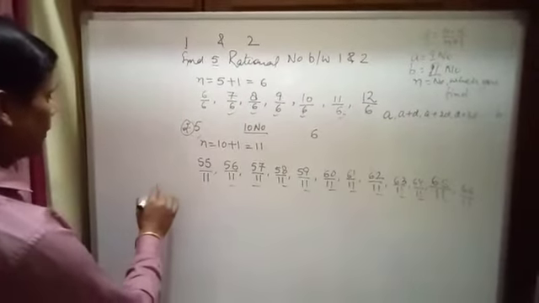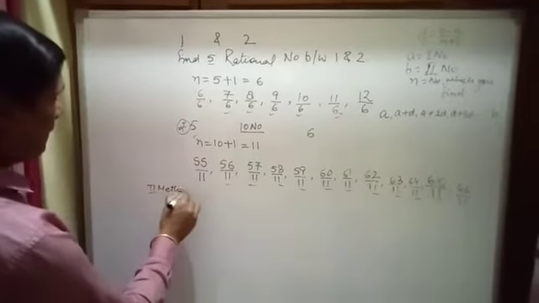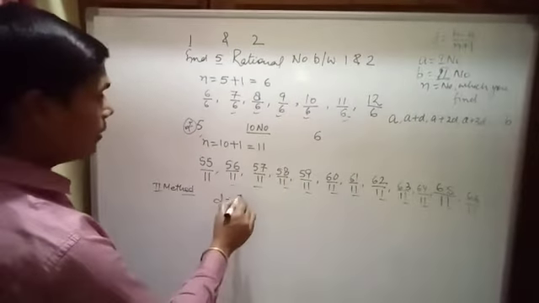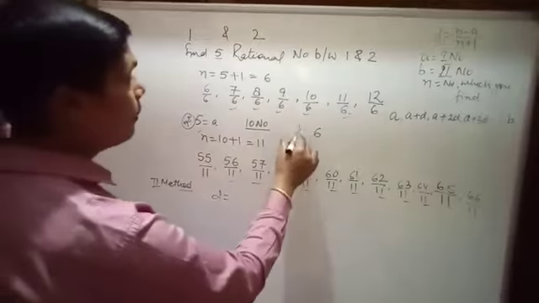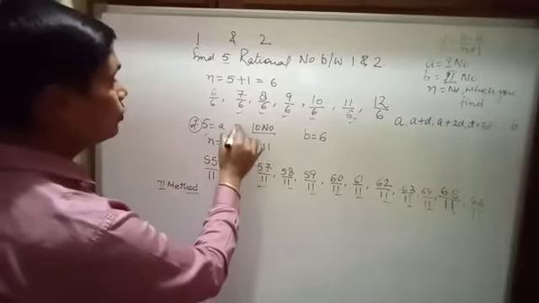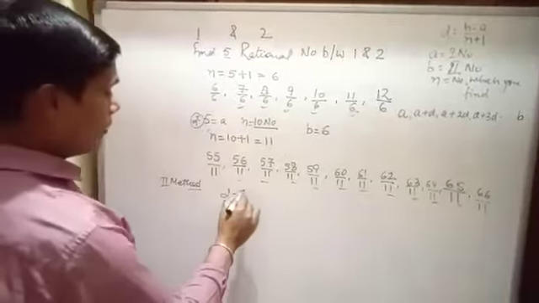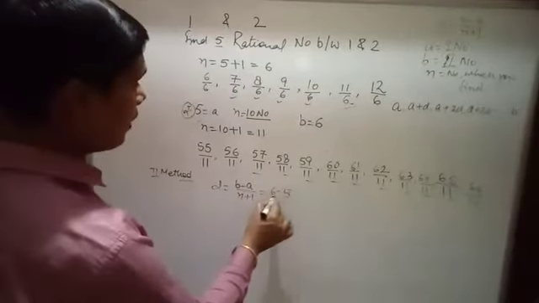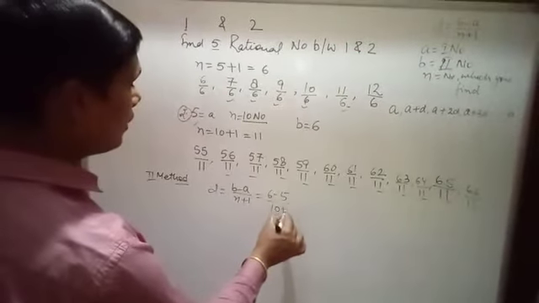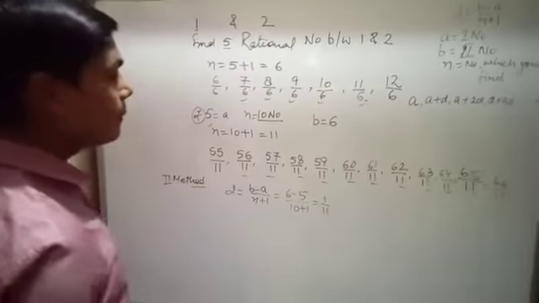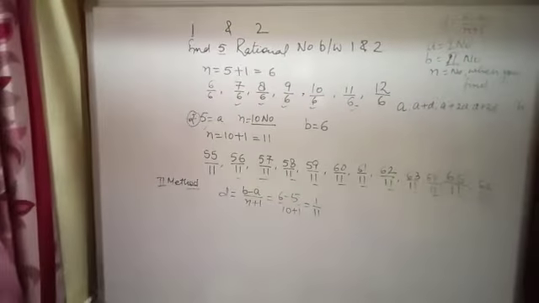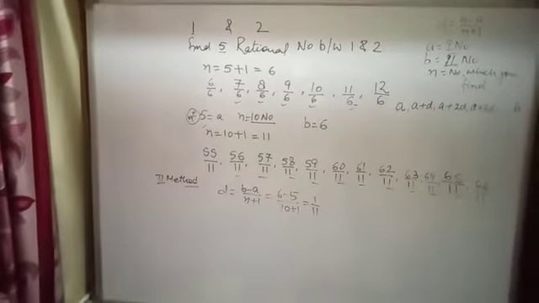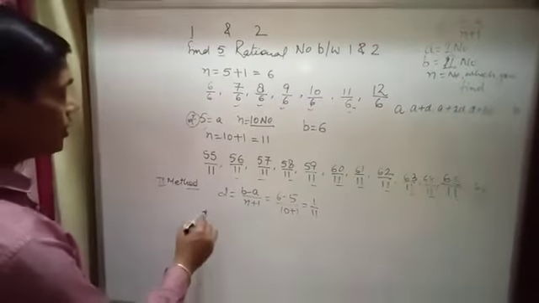The second solution, second method. D is equal to B minus A upon N plus 1. Here A is equal to 5, B is equal to 6 and N is equal to 10. So 6 minus 5 upon 10 plus 1 is equal to 1 by 11. It means you will add 1 by 11 in the preceding process and you will find 10 numbers in between these two numbers.